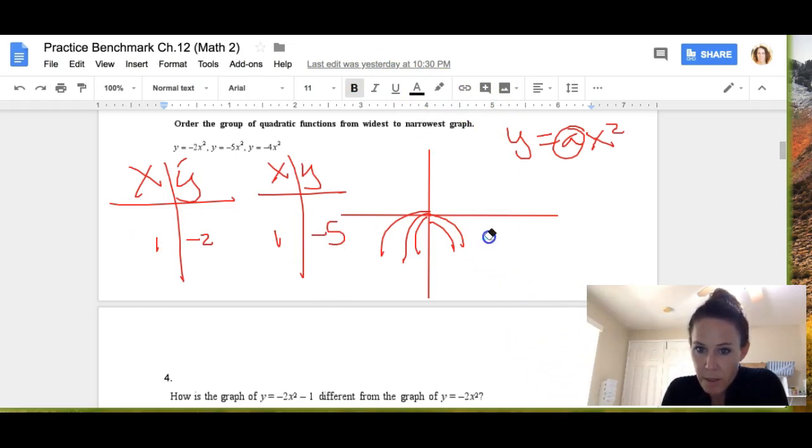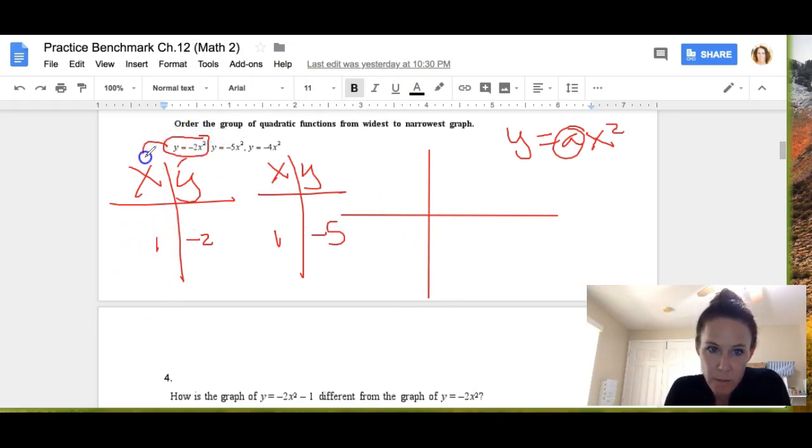Let's erase this. So let's go ahead and look at this graph. For this first graph, that's this one. We'll just do arrows so we know what we're talking about. And this is for this graph. We know we have 0, 0. They're going to open down. This one's going to go over 1, and it's going to go down 2. And I'm going to have that same point on the other side. This graph is going to go over 1. It's going to go down 5. 1, 2, 3, 4, 5. So it's going to go down a lot quicker.